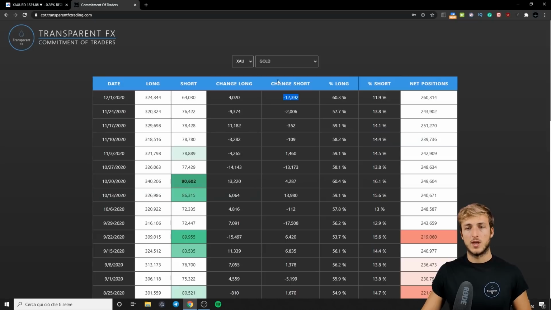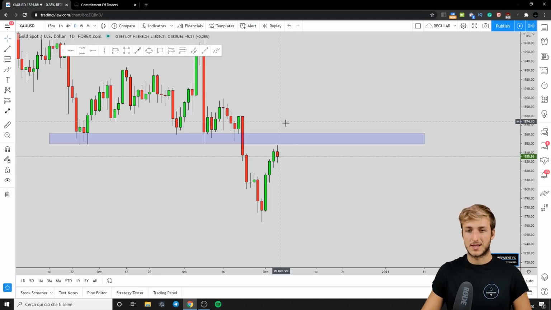And now what do we have? As I just said, we have shorts getting closed, longs getting added, long exposure increasing from 57.7% to 60.3%, with the short exposure decreasing all the way down to 11.9%, and net positions reaching 260K, with 324K longs and 64K shorts from an institutional perspective. So gold is pretty bullish.